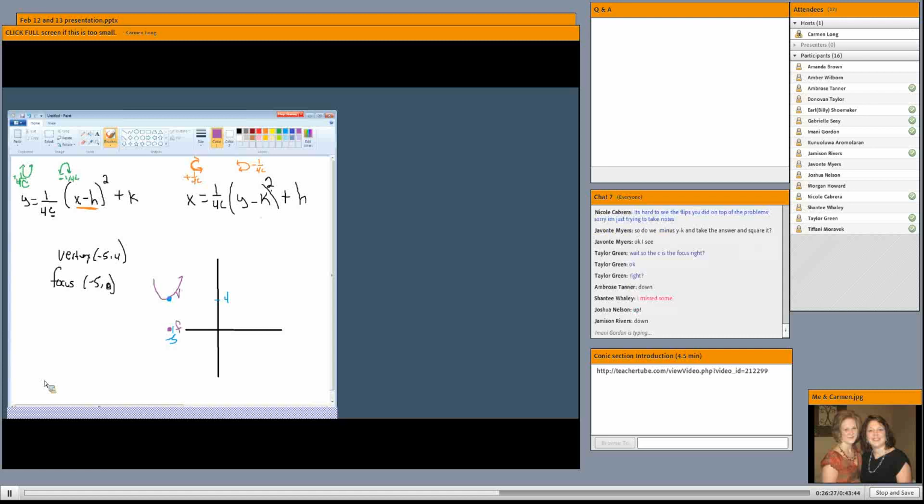One over 4 times C, well, C is 4. They happen to be the same. It's not always the case. X minus H, well, H is -5 squared plus K. I don't know how you could do this on a graphing calculator given what you're given, because these were the two pieces you were given. It was write the equation given this. I don't know how a graphing calculator is going to help you with that. So now we got to simplify it, of course. So it's 1 over 16 times x plus 5 squared plus 4.